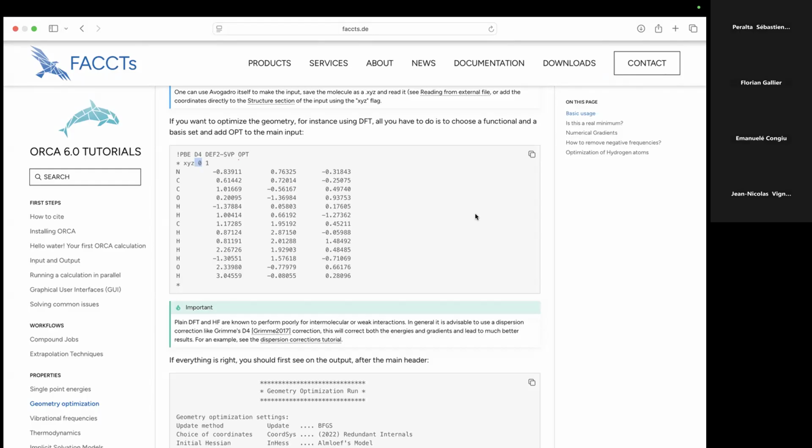Is there a correct way to calculate the right multiplicity for singlet molecules? Yeah, it's fairly easy because you know the number of electrons in your system.